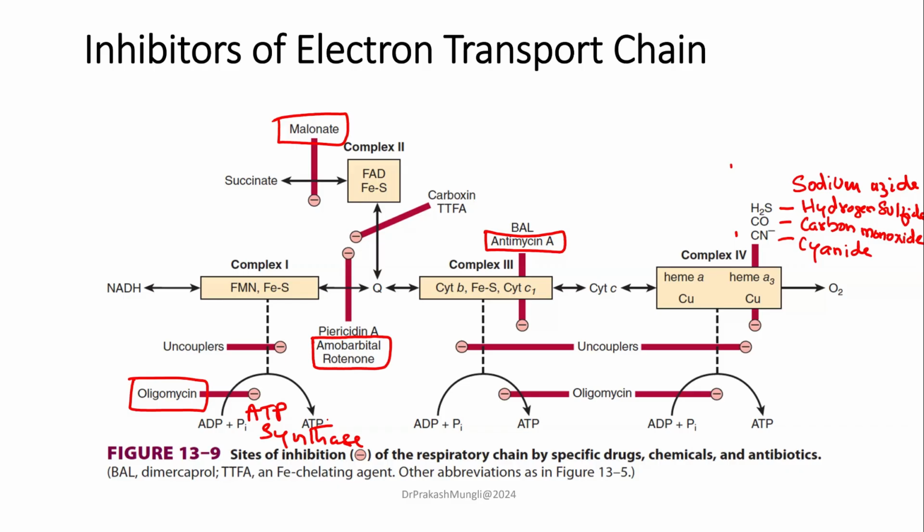Anyway, in this figure, we have a couple of chemicals to remember. For complex 1, remember amobarbital, rotenone. Complex 2, malonate. Complex 3, antimycin A. Complex 4, four of them: sodium azide, hydrogen sulfide, carbon monoxide, and cyanide. Many times, complex 4 is asked frequently. I don't know why. There are just a lot of questions on complex 4 inhibition. Other inhibitors are also asked, but when you look at the number of questions in the practice sources, it is more for complex 4. That's what I have seen. Okay. So ATP synthase, oligomycin.